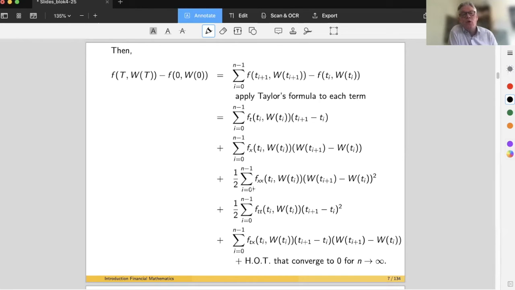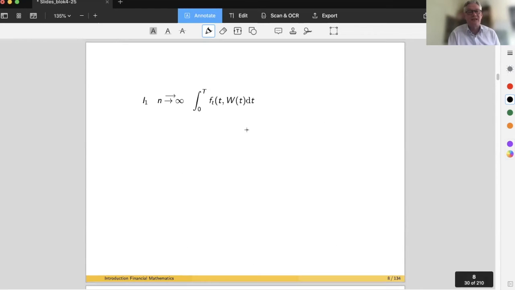Now let's look at all of these terms separately. The first term is this one, we call it I1. The second one, we call it I2. The third one, we call it I3. The fourth one, we call it I4. And the fifth one, we call it I5. And now let's take the limit n to infinity, the time intervals going to 0, the number of points going to infinity, and let's see where these terms will end up. And that's on the next slide.